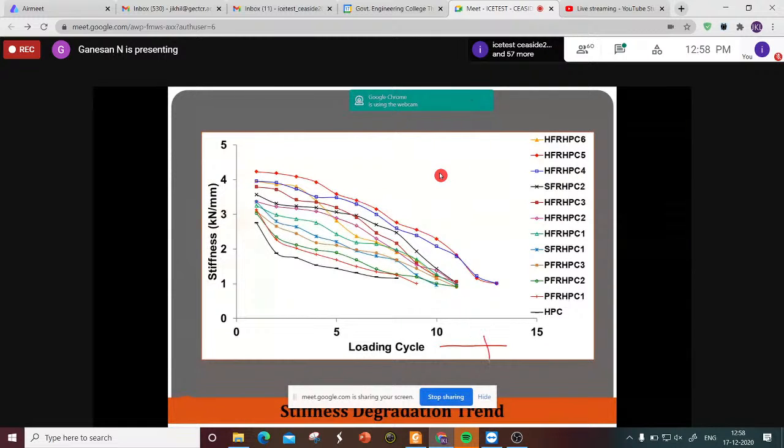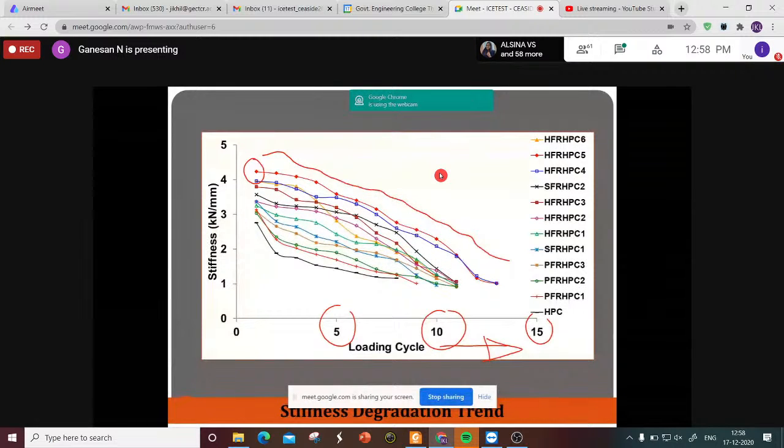5 cycles, 10 cycles, 15, slowly stiffness comes down. In the case of HFR HPC, this specimen has a high stiffness, but slowly it is coming down. And this is the one with HPC alone. Initially, this is the value. It comes down drastically initially and then slowly comes down. So stiffness degrades. Initial stiffness will be very high with HFR HPC, and the reduction in stiffness will be very, very gradual. That is what we have to find out.